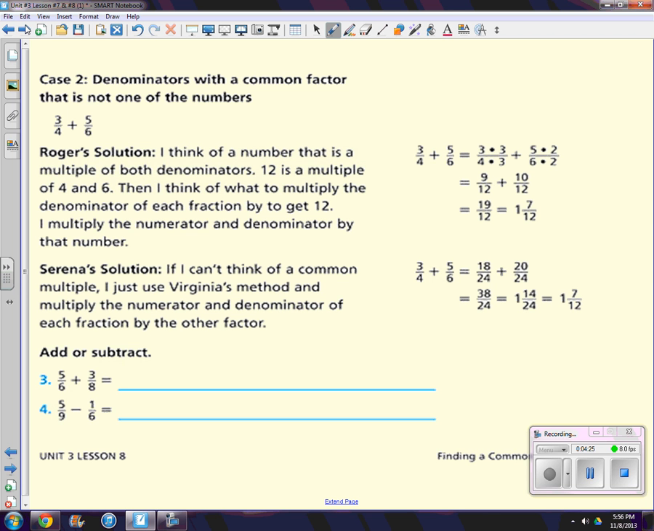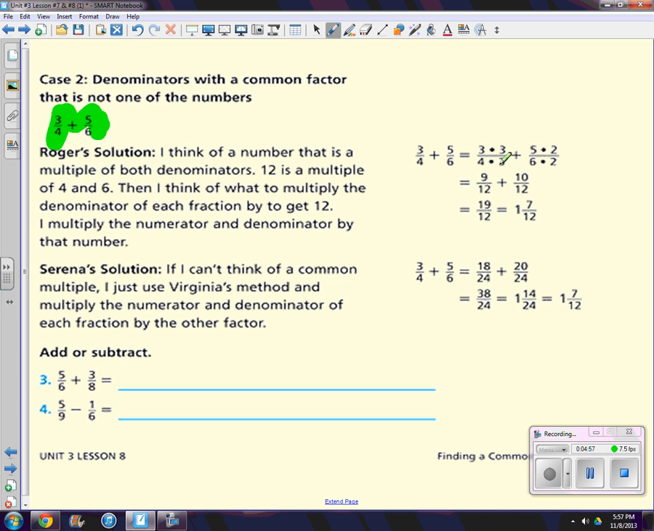Take a peek at case number 2 here. It says denominators with a common factor that is not one of the numbers. Again, 3/4 plus 5/6. You don't have to copy this down, but let's just take a look at it. So 3/4 plus 5/6. Roger's solution. I think of a number that is a multiple of both denominators, 4 and 6. 12 is a multiple of 4 and 6. 4 goes into 12. 6 goes into 12. Then I think of what to multiply the denominator of each fraction by to get 12. I multiply the numerator and the denominator by that number.